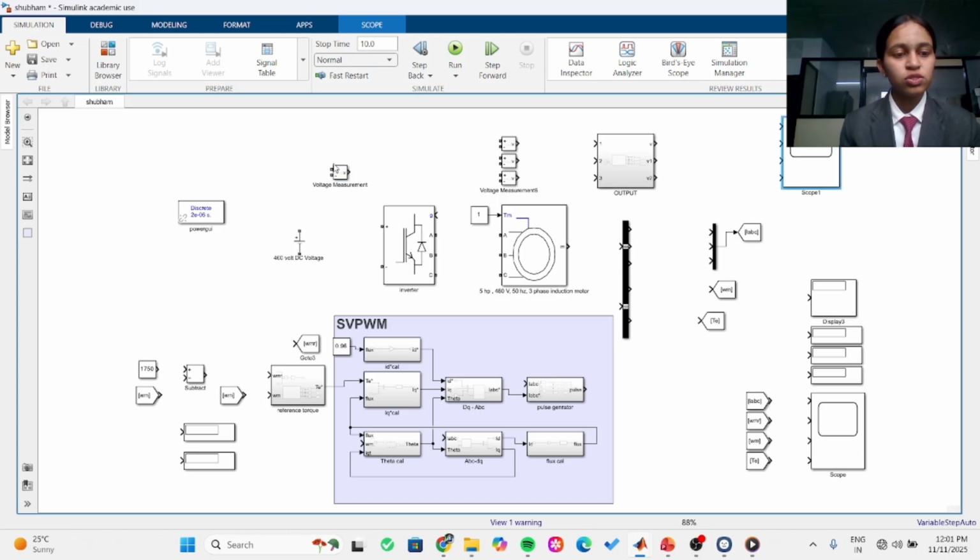The powergui defines the solver type and sample time for the electrical simulation. The torque, speed, and measurement block measures the electromagnetic torque and mechanical speed.